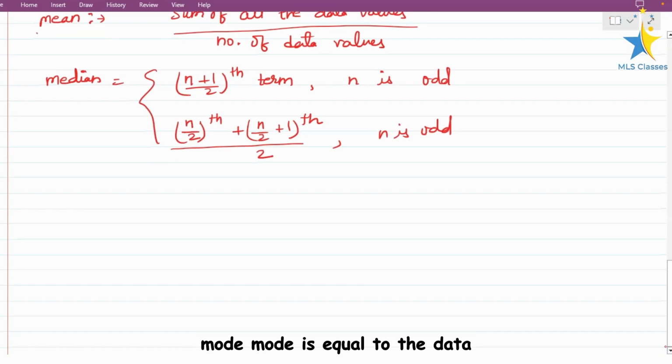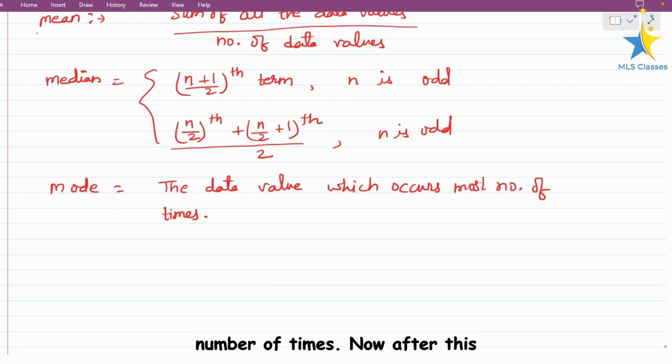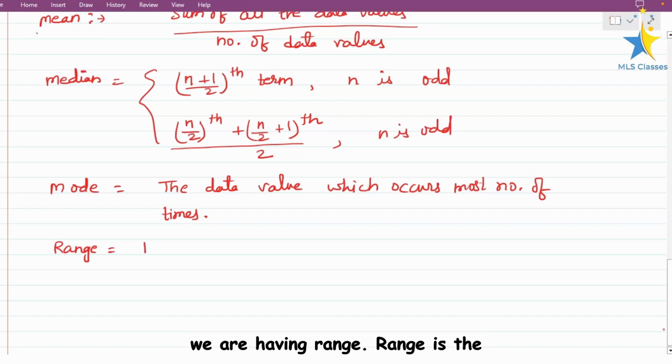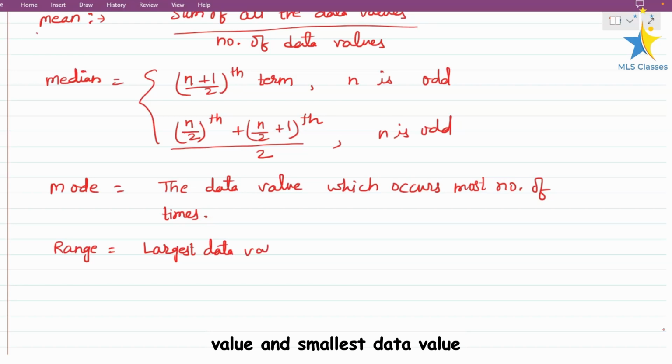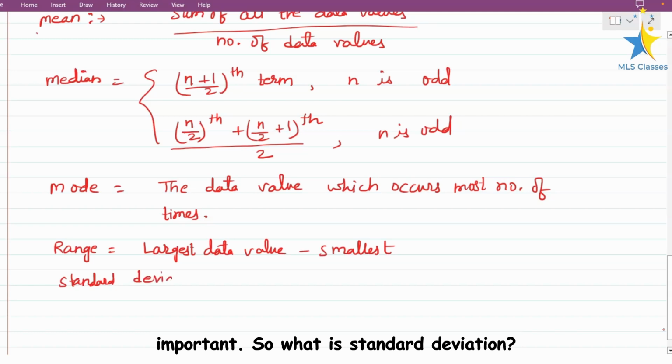And mode is equal to the data value which occurs the most number of times. Now after this we are having range. Range is the difference of largest data value and smallest data value. Then standard deviation. This is very important. So what is standard deviation?